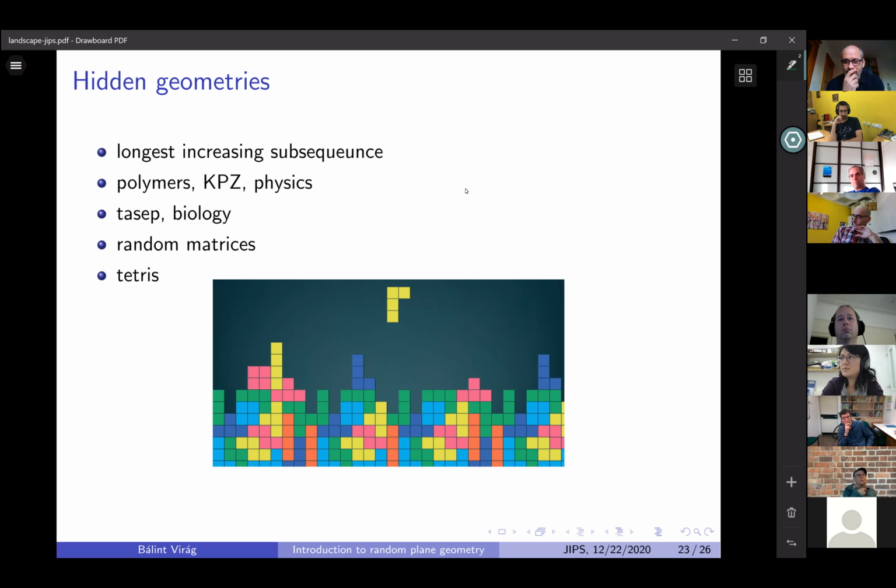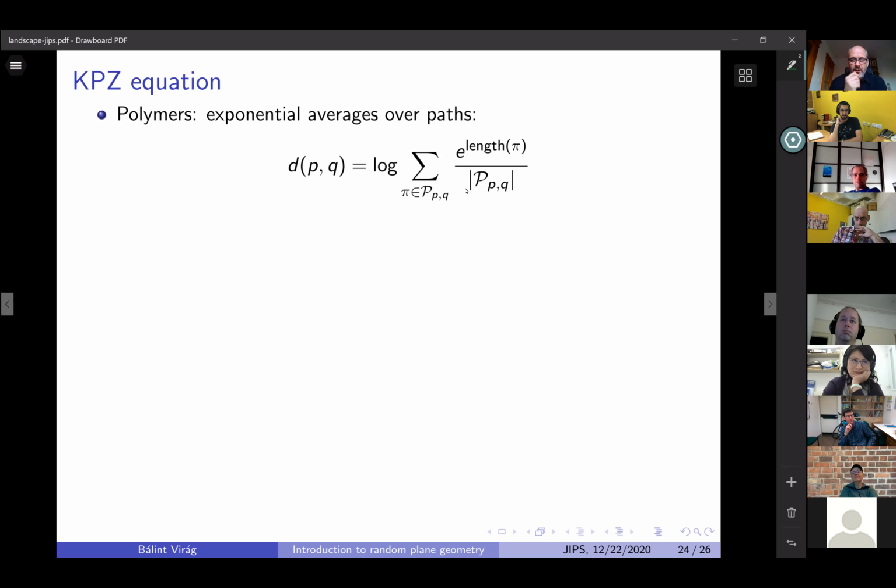And then there is Tetris. We can also define a geometry in terms of Tetris, where people don't play. It's just Tetris with stuff falling from the sky. You see a surface growing, and the fluctuations of that surface should be described by the random geometry here. Okay, so I want to talk a little bit about the KPZ equation.